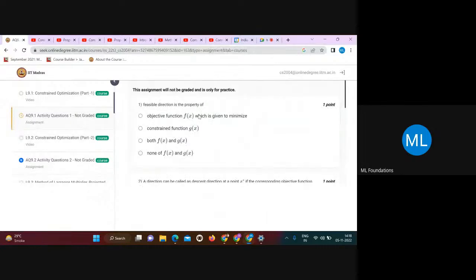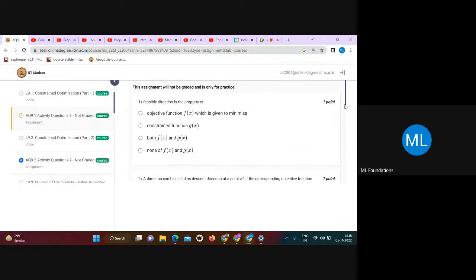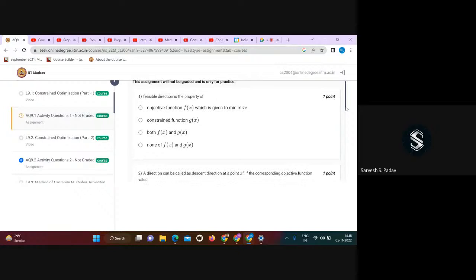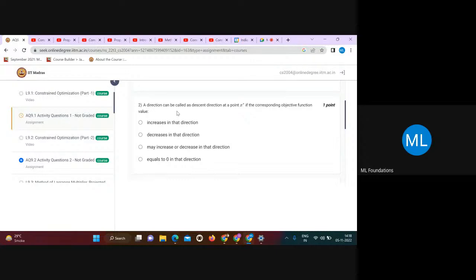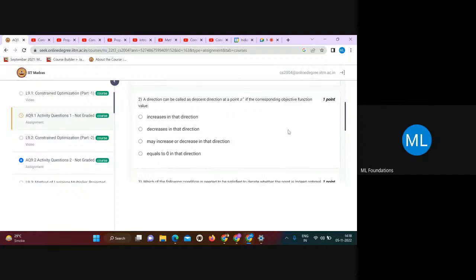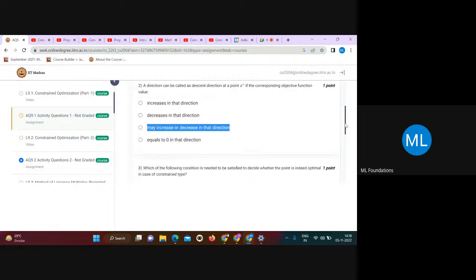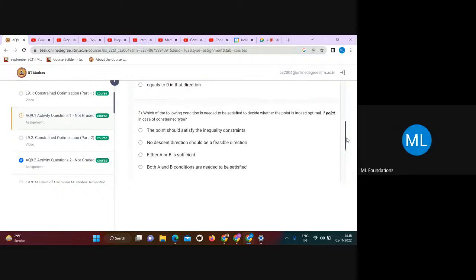So the first one: feasible direction is the property of what? Can somebody say? G of x. Yeah, that's the property of constraint equations. So the direction can be a descent direction at x star if the corresponding objective function value decreases. What will happen if I'm able to find a descent direction? The function value will decrease, right? Yes. Which of the following conditions is needed to decide whether the point is indeed the optimum in case of constraints?